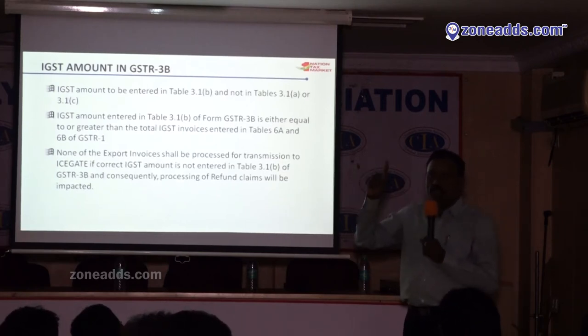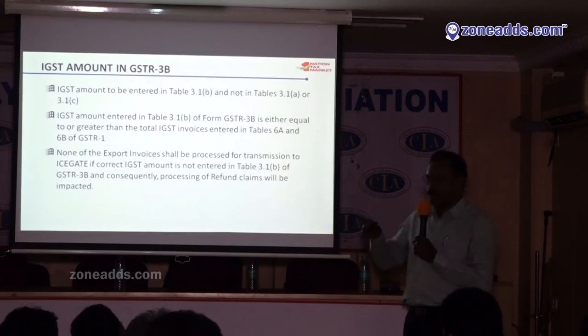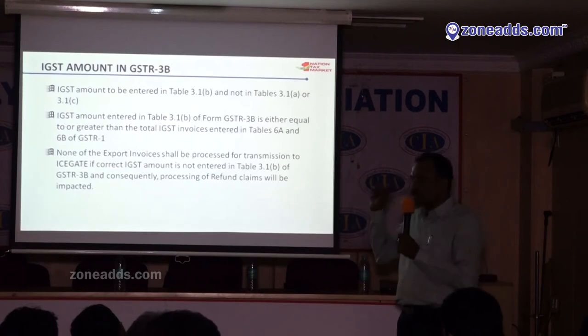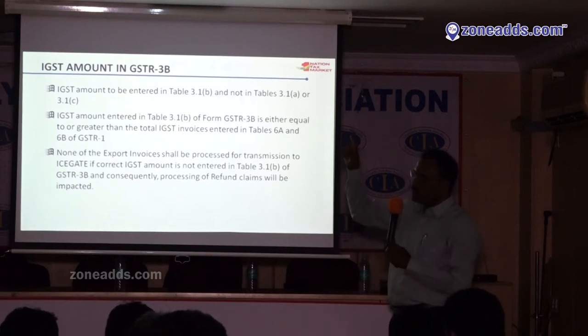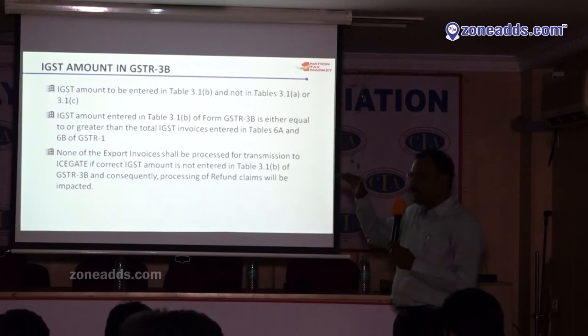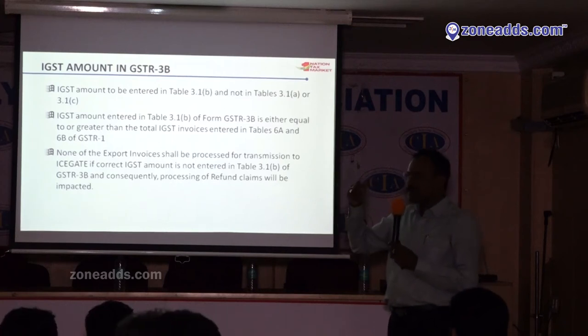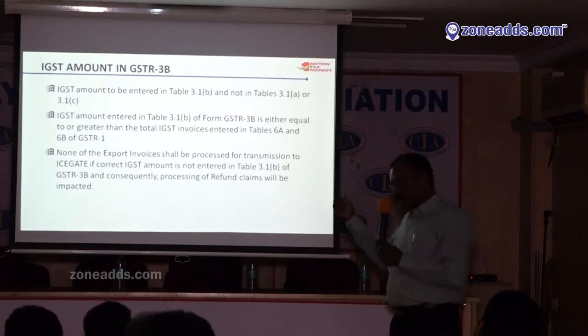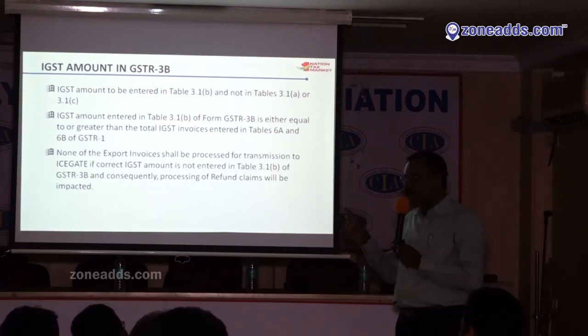This data is communicated to ICEGATE, the customs systems. When the data is communicated to the customs systems, it doesn't show 3.1B, that means IGST paid on zero rated supplies doesn't show. When it doesn't show, you will not get the refund automatically. If you show the amount in 3.1B, that will match with the ICEGATE export data. If the amount is tallied, of course subject to other conditions like filing of export general manifest and shipping bill, filing of GSTR-1 and GSTR-3B, the refund amount will be automatically credited to your bank.